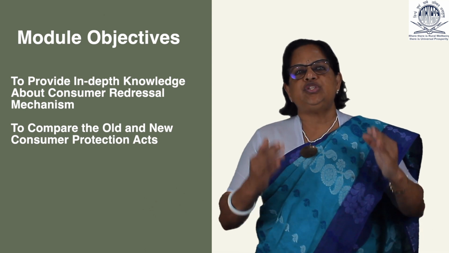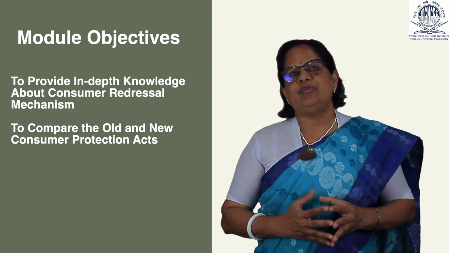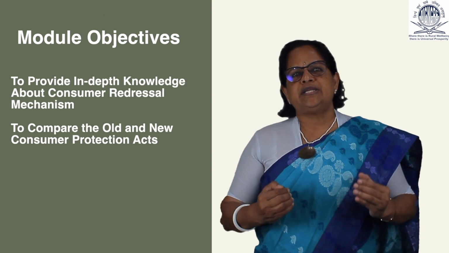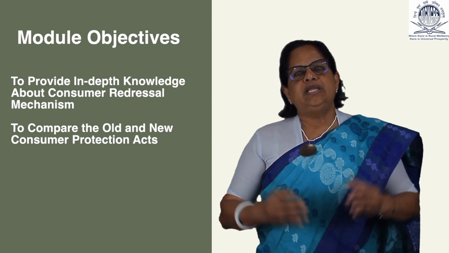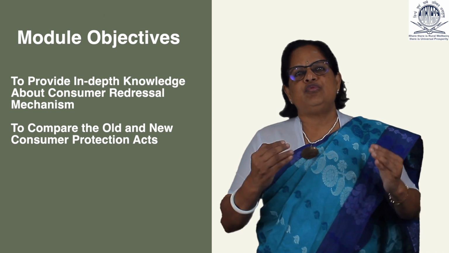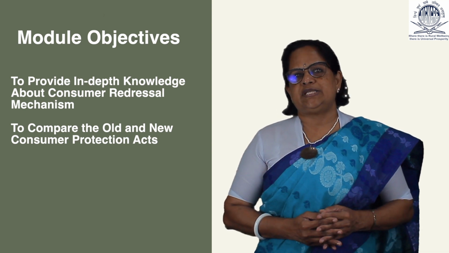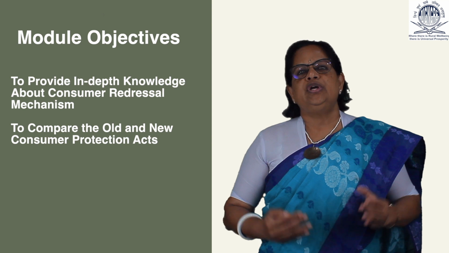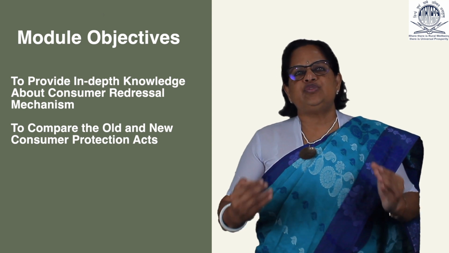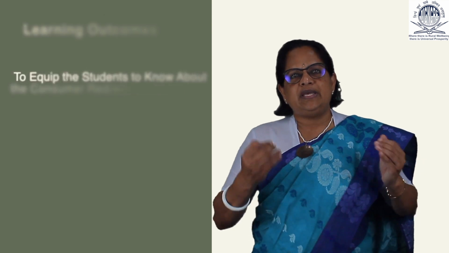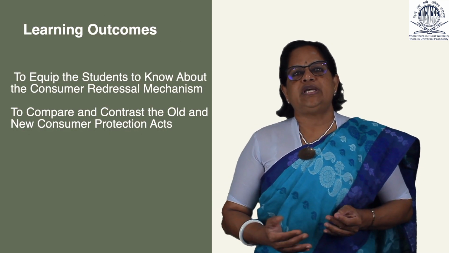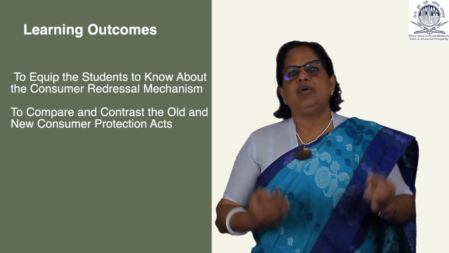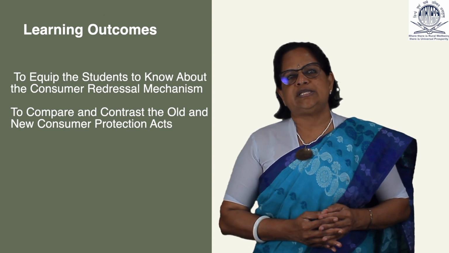The first module objective is to understand the procedure of Consumer Redressal mechanism. The second objective is to compare the Consumer Protection Act 1986 and 2019. This will help you to learn the procedures for filing complaints for consumer grievances. Also, the comparison of old and new Consumer Protection Acts will give you the details about how the new bill is framed as per the changing circumstances. At the end of this lesson, you will be able to understand the basic structure of Consumer Redressal mechanism and the comparison of old and new Consumer Protection Acts.